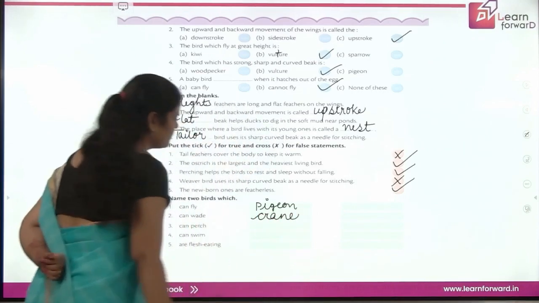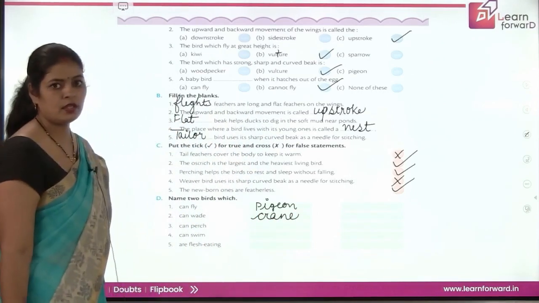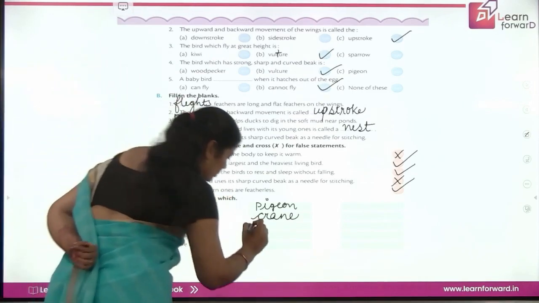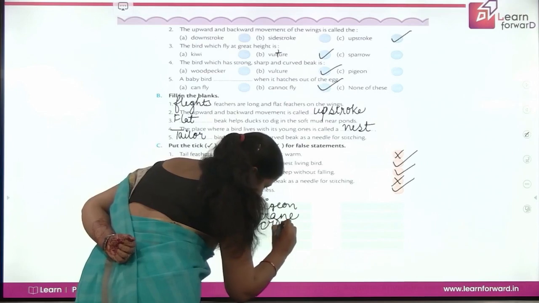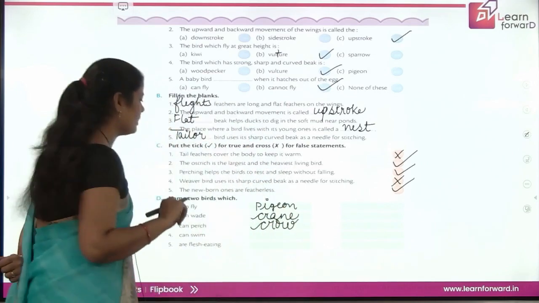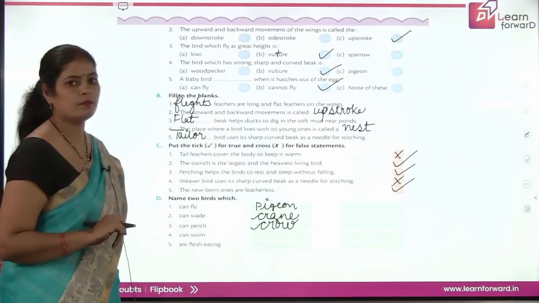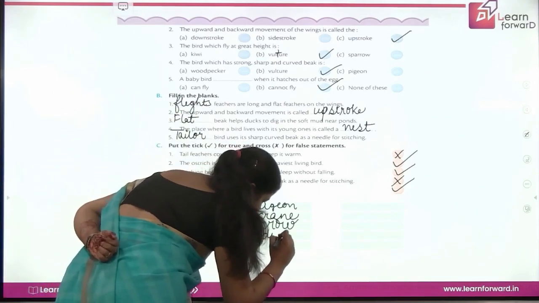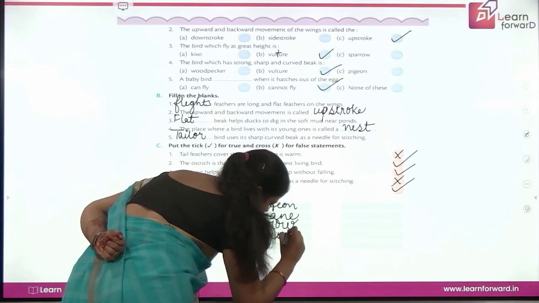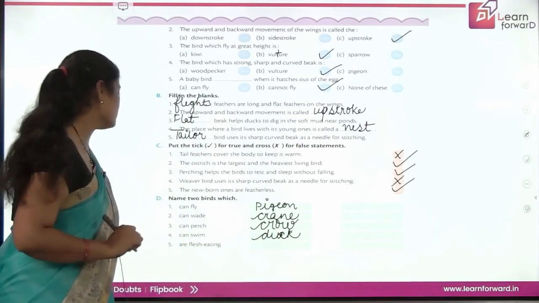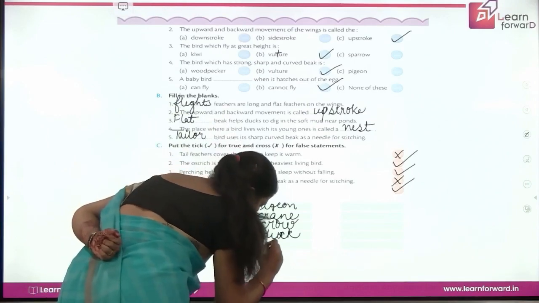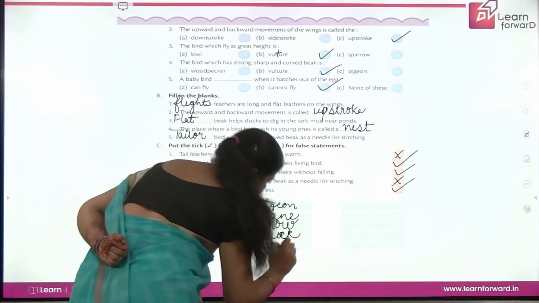Crane. Okay. Next is can perch. Can perch means hold to the branches so that they can sit there. So I am writing crow. Another one you have to find out and complete it. Next, can swim. So one I am writing is duck. Next are flesh eating. So I am writing hawk. Next you have to complete it.